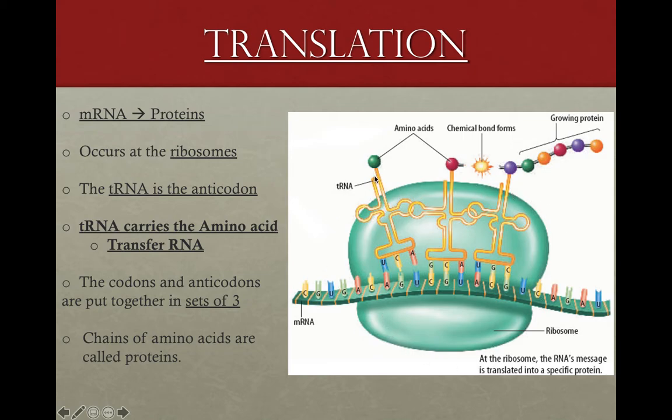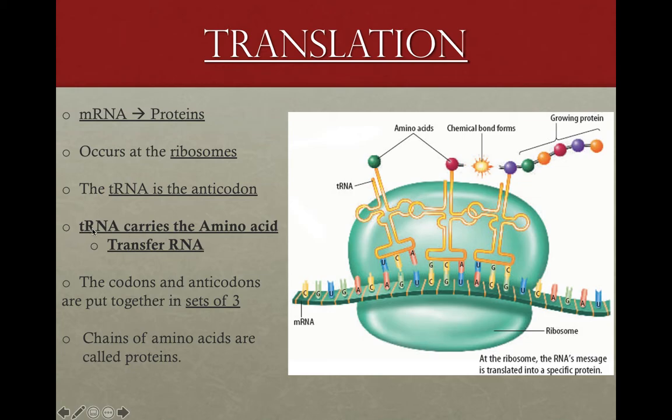And really, if you look at this structure where it says tRNA, it looks like a funny looking T. So that might help you in remembering that this is the tRNA. Where does this occur? This occurs in the ribosomes. The tRNA is called the anticodon. Remember, the mRNA is called the codon, but the tRNA is called the anticodon.